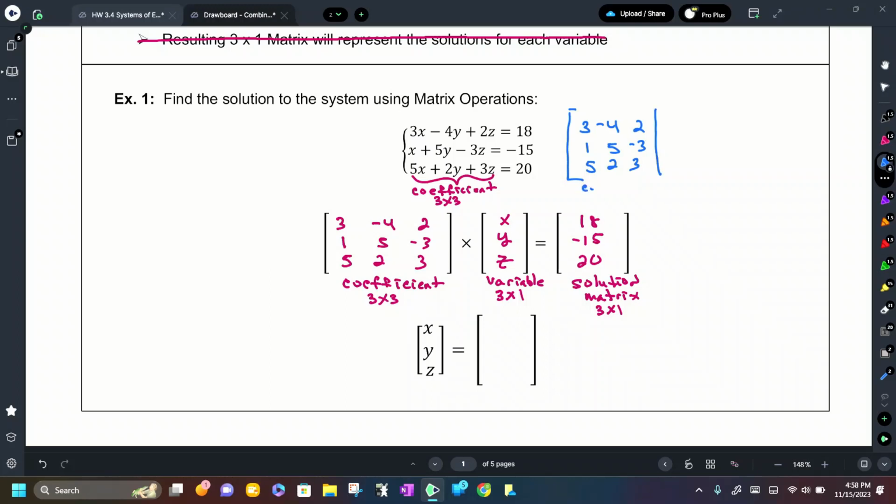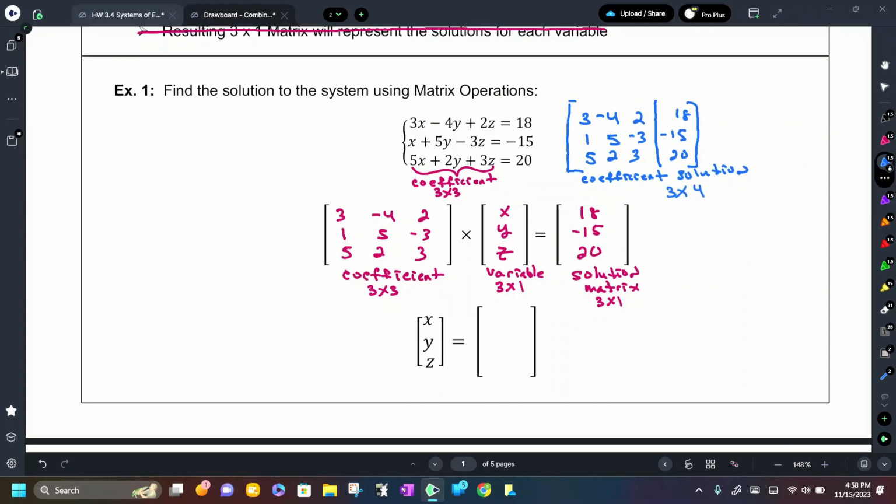And so this is our coefficient matrix, and then we're going to write our solution matrix right here. We're going to write 18, -15, 20, and we're going to close that off. And so this would be our solution matrix. Now when we look at the dimensions of this combined matrix, this is 3 rows and 4 columns. So it's a 3x4.